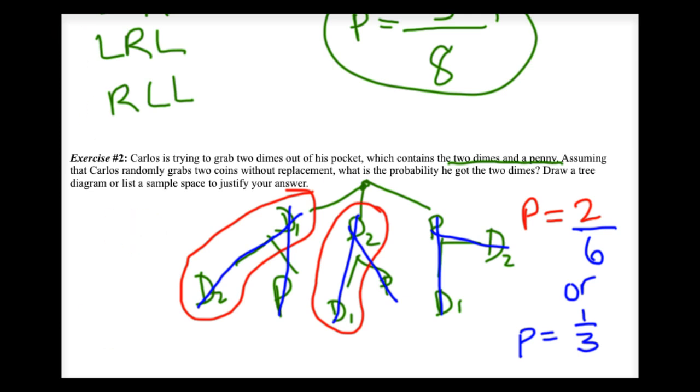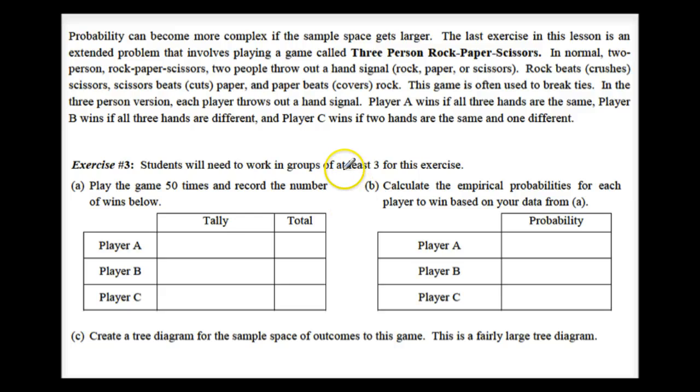Okay? Moving along on to probability when it becomes a little complex. Probability can become a little more complex if the sample space gets larger. The last exercise in the lesson is an extended problem that involves playing a game called 3-person rock, paper, scissors.